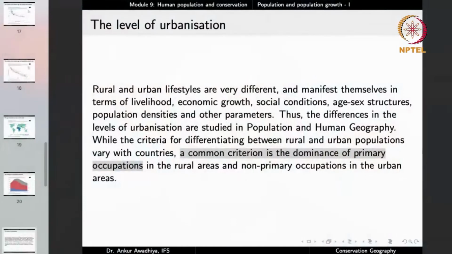So in the rural settings, we typically find a majority of occupations that are primary occupations, mostly agriculture. And in the urban settings, we find a dominance of secondary, tertiary, quaternary and other sectors. So this is how we can differentiate between urban and rural areas. So a common criterion is the dominance of primary occupations in the rural areas and non-primary occupations in the urban areas.